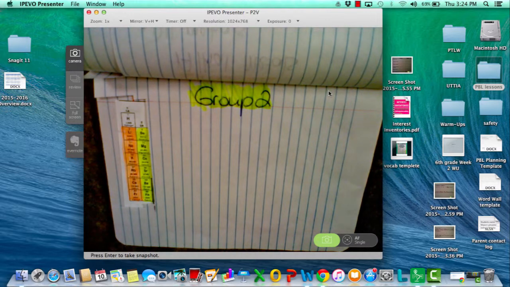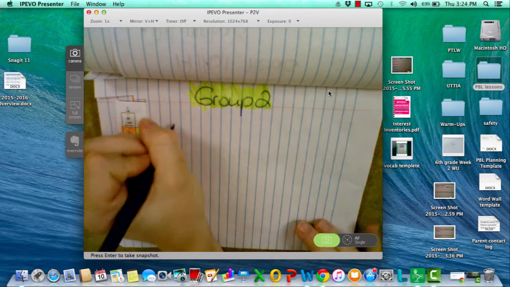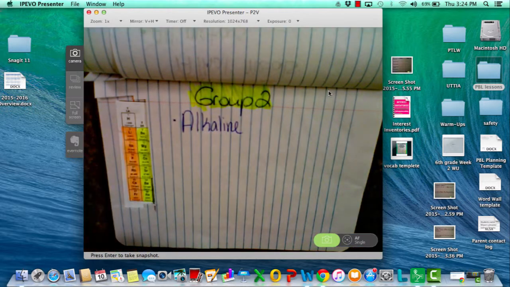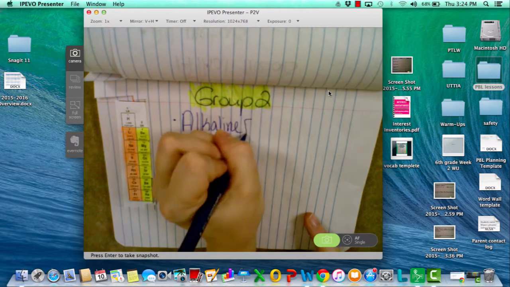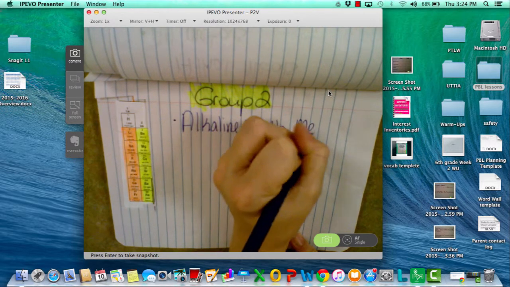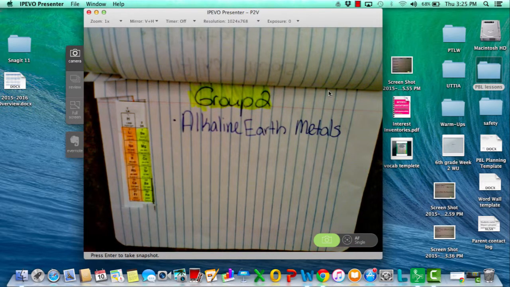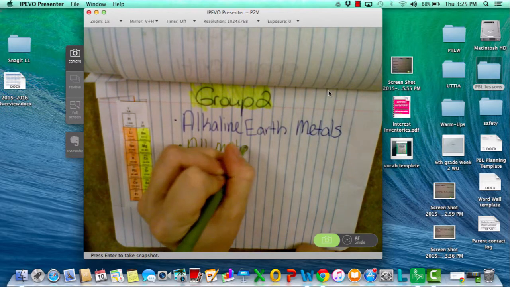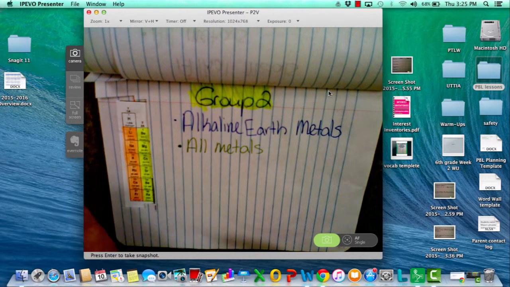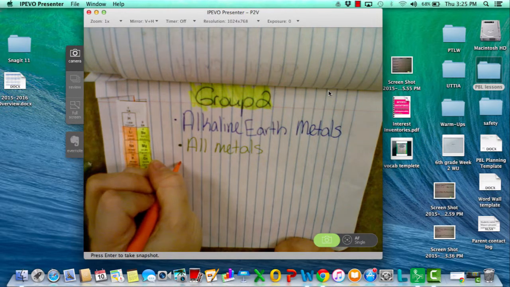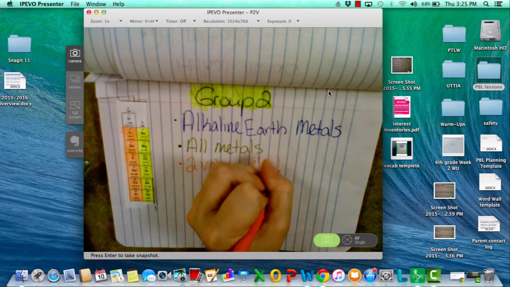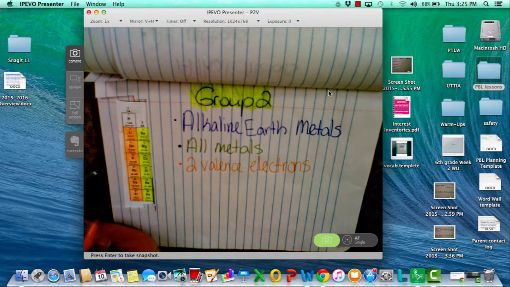Okay, so the name of group 2 is actually called the alkaline earth metals, unlike group 1, which is the alkali metals. So just like group 1, what are some properties of group 2? Well, again, they are obviously all metals. And because they are group 2, they have 2 valence electrons. And they still want to lose them.